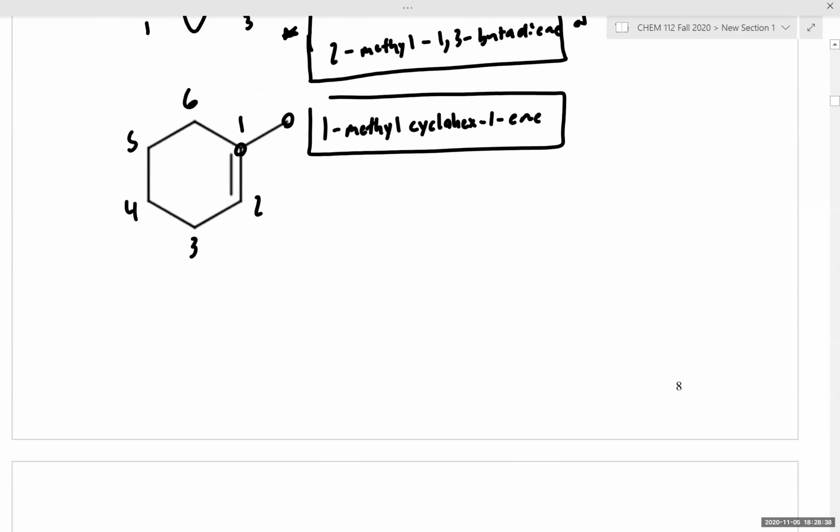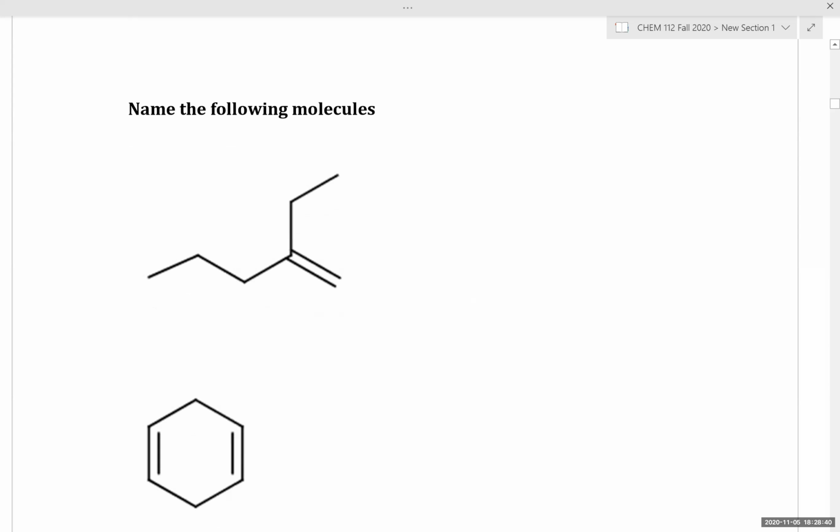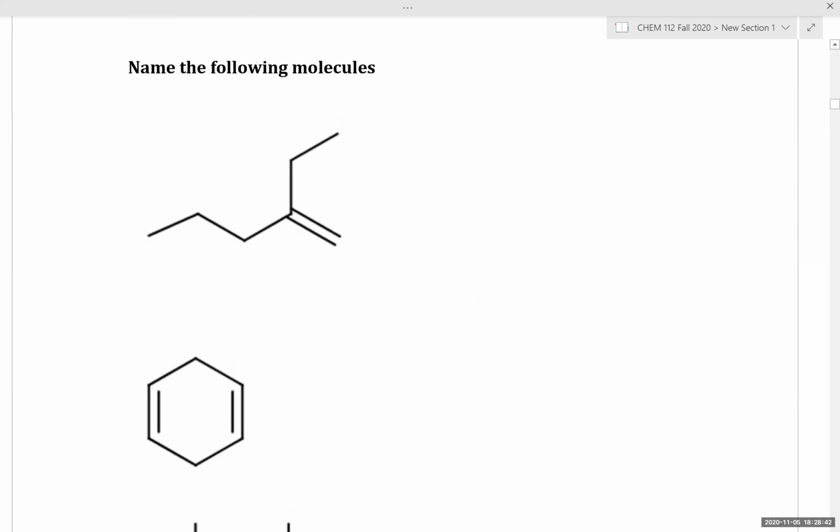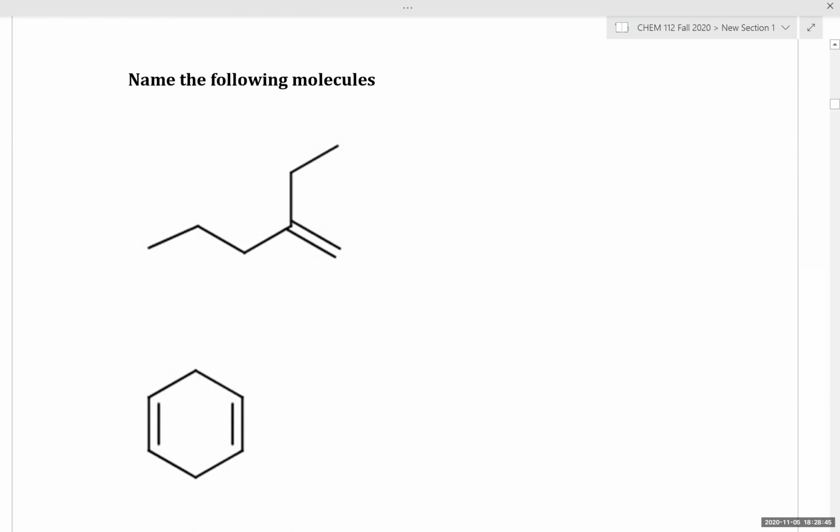Perfect. So let's keep going now, and let's now try to name as our independent examples the following two molecules. So let's work on naming these two molecules.